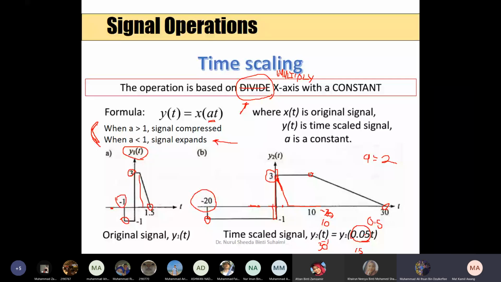You can do this using a different shape of the signal, or you can show it by using MATLAB. Use MATLAB and try to generate a time scaling signal. Anybody knows MATLAB? Yes, sir. Then you can try to play around with the figure and visualize the time scaling, time shifting, and all this using MATLAB. Okay?